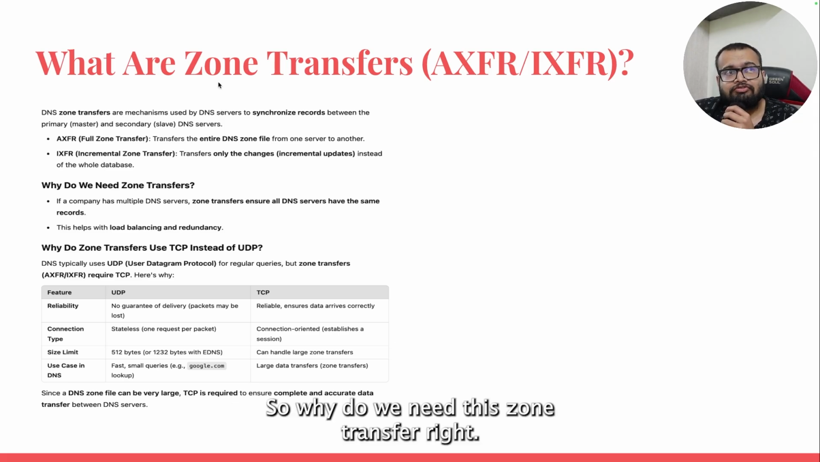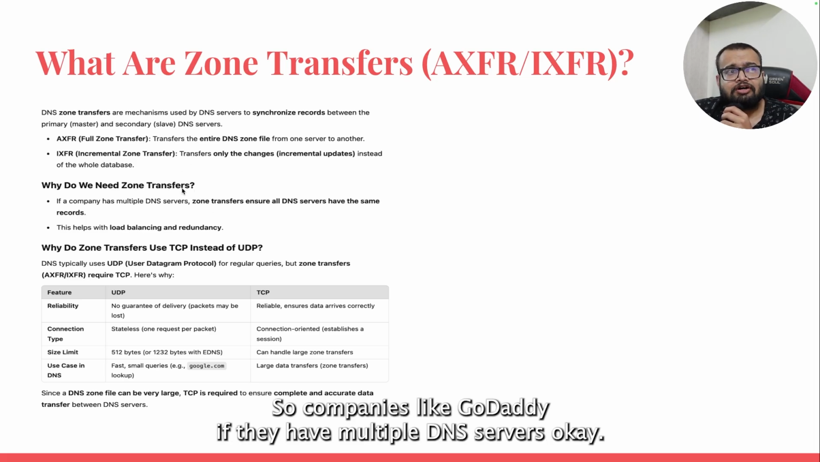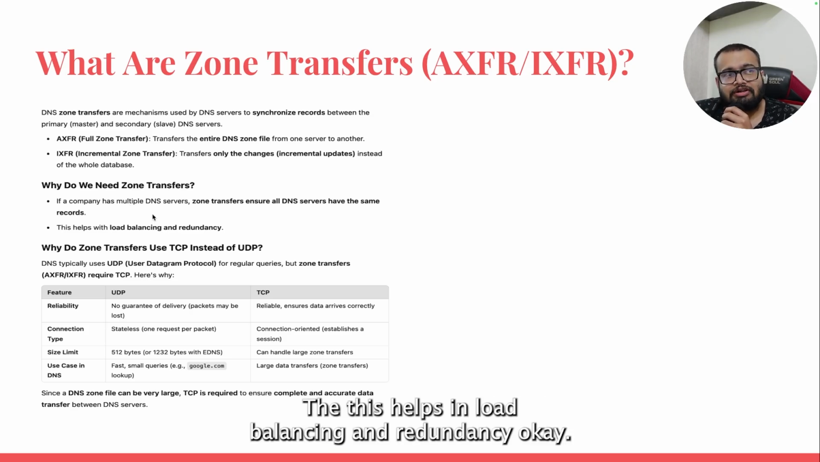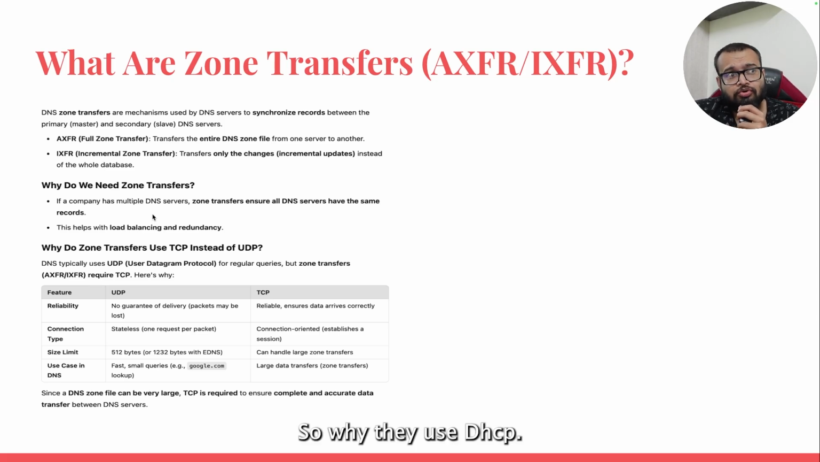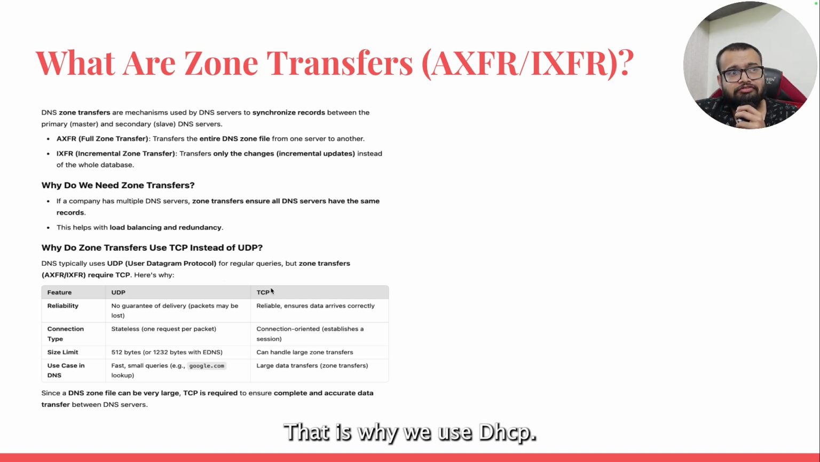So why do we need this zone transfer? If you have a company like GoDaddy, why do you need it? Companies like GoDaddy, if they have multiple DNS servers, need to ensure that all DNS servers have the same records. This helps in load balancing and redundancy. So why do they use TCP? Again, simple answer: reliability. It is guaranteed, and it can handle large zone transfers. That's why we use TCP. So that's what is written over here.